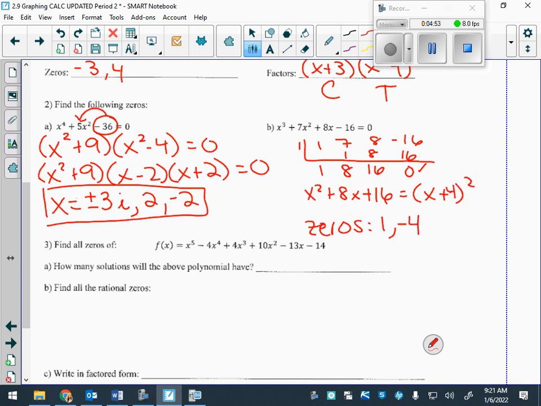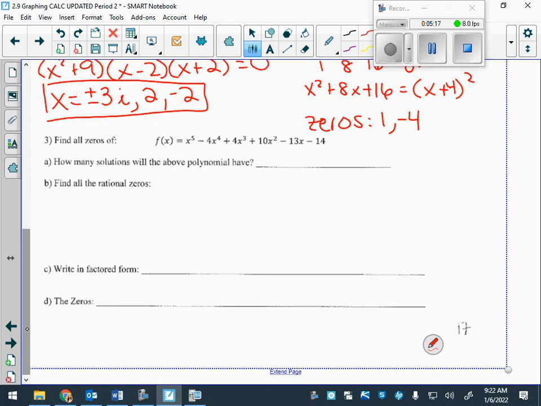So my other zero is -4, which has a multiplicity of what? 2, right? 1 has a multiplicity of 1, but since this is x plus 4 squared, it has a multiplicity of 2. All right. Now, number 3. How many solutions should we have? Ryder? 5. We should have 5.